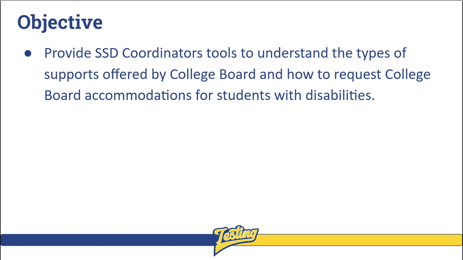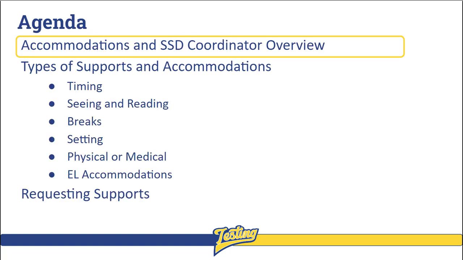The goal of this training is to provide SSD coordinators, campus testing coordinators, and special ed campus coordinators tools to understand the types of supports offered by College Board and how to request College Board accommodations for students with disabilities. To complete this goal, we have divided this training into three main parts: an overview, types of supports, and how to request supports. We will spend most of our time talking about types of supports and accommodations.